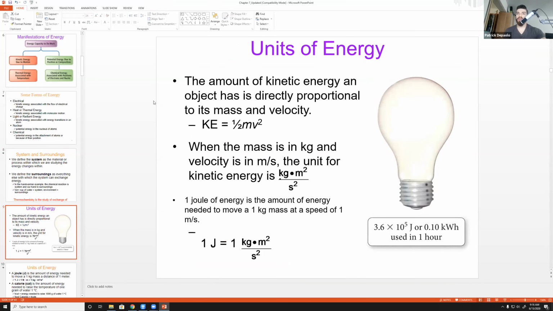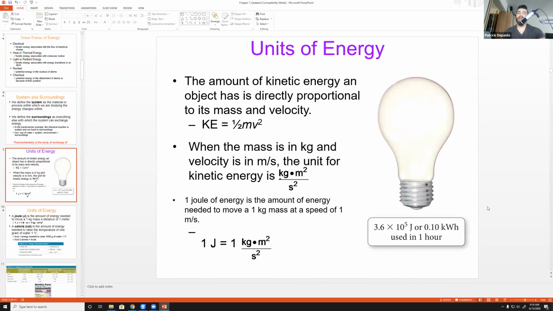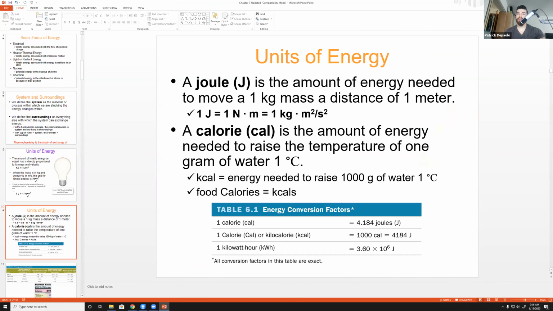So here's 1/2 mv squared. We're not going to cover it, but we know that kinetic energy depends on mass and velocity. So the main units of energy that we're going to talk about, there's two of them, is the joule and the calorie. So joule, we've seen before. We've seen it in the ideal gas constant, the one that is 8.314. That's the joule.